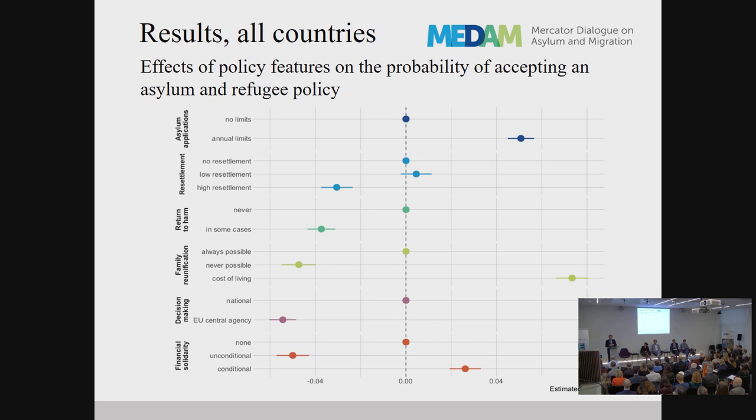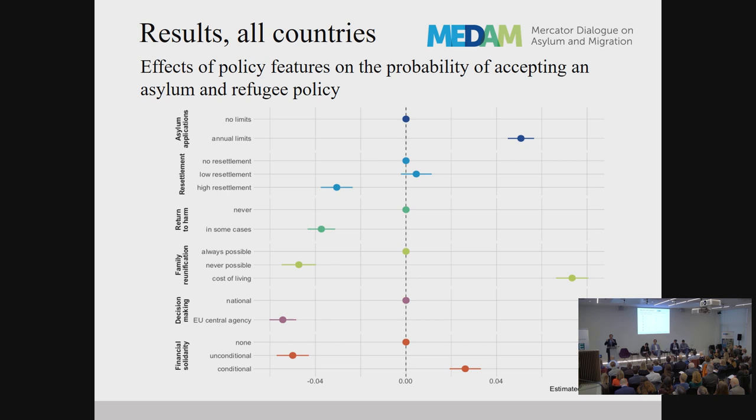And finally, on financial solidarity, financial assistance, we find that people prefer conditional financial assistance to no financial assistance at all. People have a strong preference for providing financial assistance to countries on the condition that these countries help with reducing the number of asylum seekers coming to Europe.